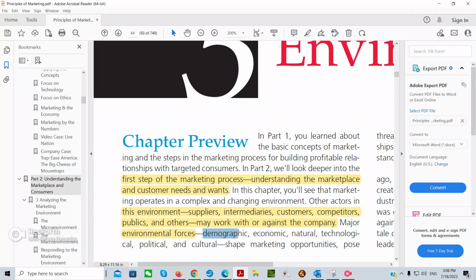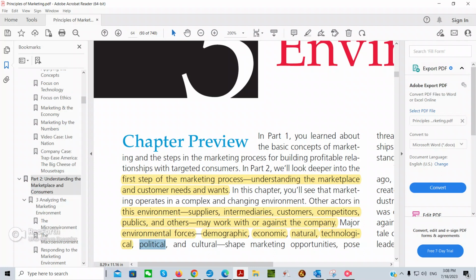Demographic, that refers to the type of people who buy a product. Economic refers to the environment in terms of the overall buying power and buying habits of a whole group. Natural, this has to do with the physical environment. Technological, that has to do with technology, science.